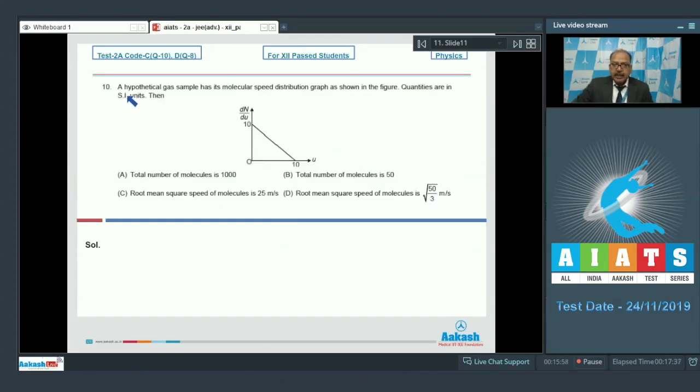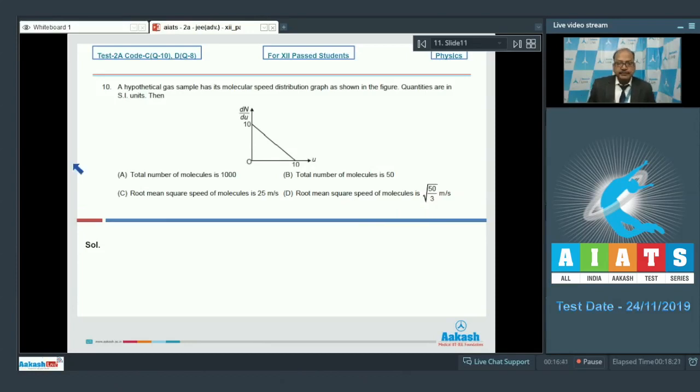Question 10 says, a hypothetical gas sample has its molecular speed distribution graph as shown in the figure. Quantities are in SI units. Then there is a graph between dN by du versus u, the molecular speed distribution. Option A says total number of molecules is 1000. Option B says total number of molecules is 50. Option C says root mean square speed of molecules is 25 meter per second. And option D says root mean square speed of molecules is root 50 by 3 meter per second.